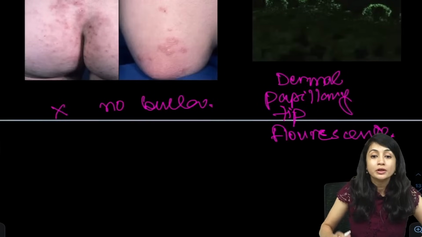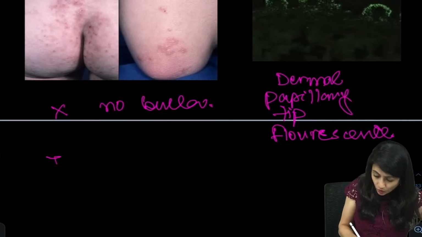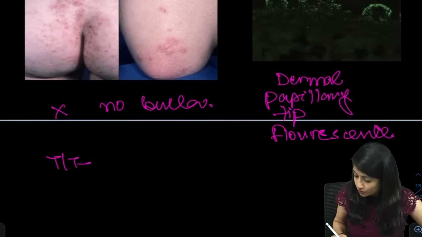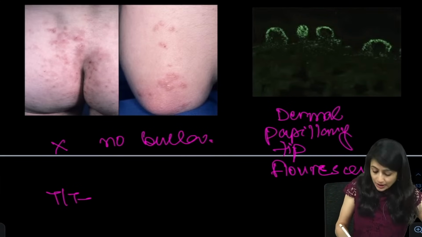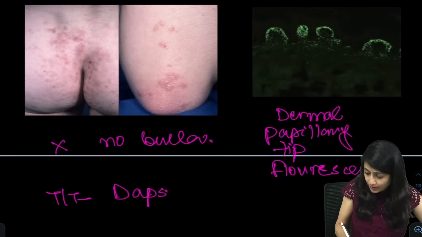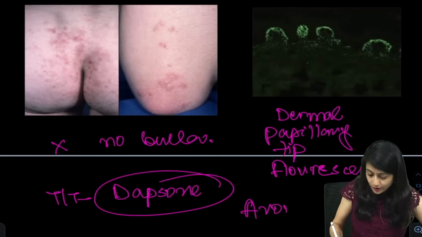Okay, so dermal papillary tip fluorescence is seen, tissue transglutaminase, extensors, itchy excoriated lesion. What is the treatment of choice? A lot of you gave me that. So treatment is Dapsone, and a very, very important thing here: Dapsone and avoid gluten.